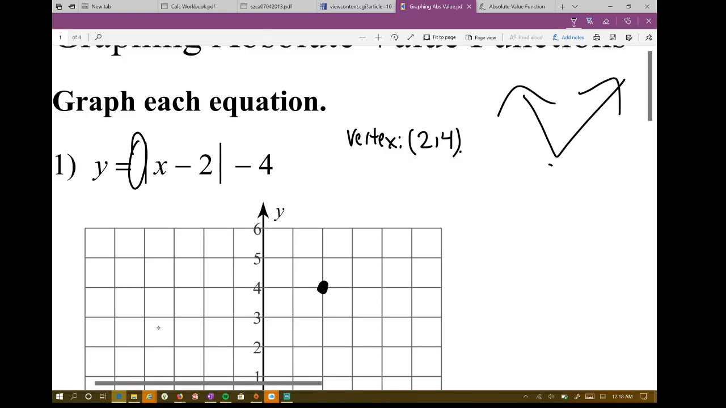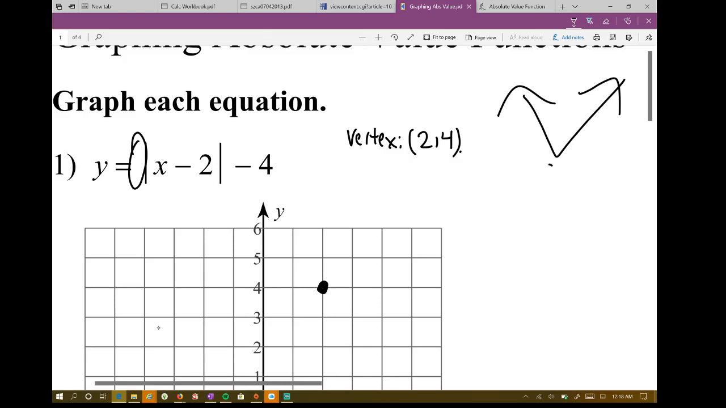Forgive me for that little mistake there. If we look at number two, this one's kind of interesting. Of course, A is greater than zero, so it's going to be facing up. However, there's no number here like we had in the other one. And this should be -4. But don't get confused by that. We can just put a +0 right there.